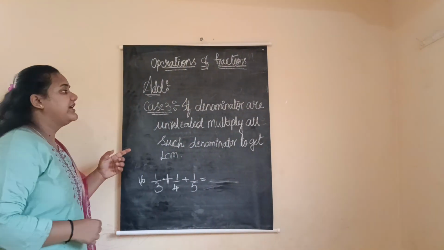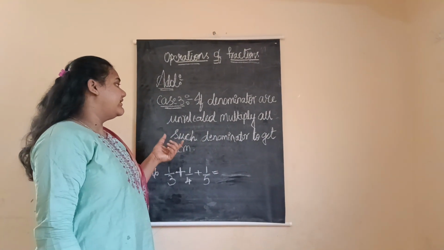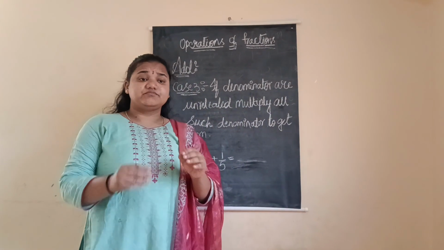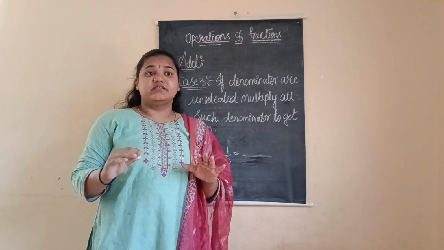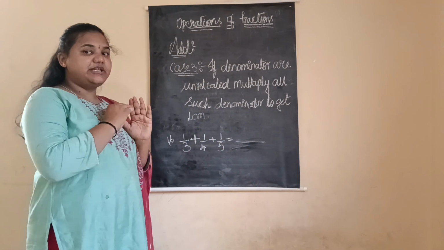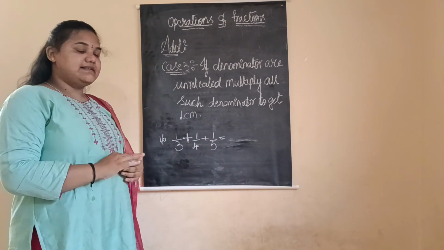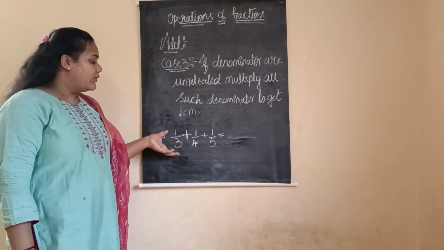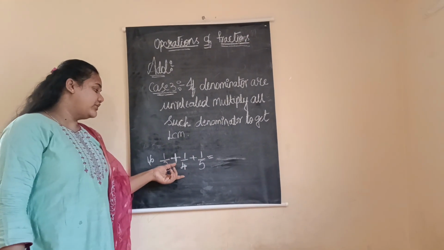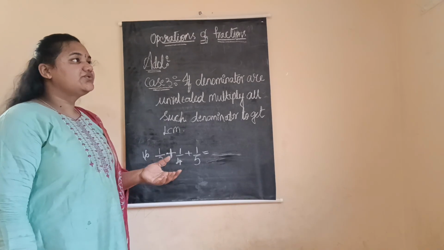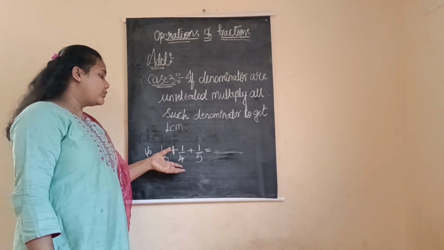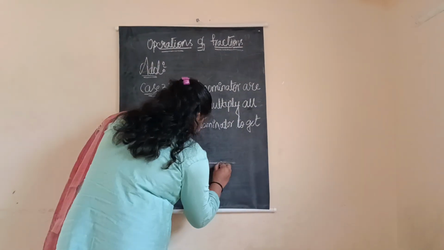Now we'll see case 3. If denominators are unrelated, multiply all such denominators to get the LCM. When all the denominators are unrelated, they don't have any relation between each other, then we have to multiply all the denominators to get an LCM. Here I have taken one example, 1 by 3, 1 by 4 and 1 by 5, where 3 is not divisible by 4 or 4 is not divisible by 5. So they are unrelated, so we have to multiply to get an LCM. 3 4s are 12, 12 5s are 60.